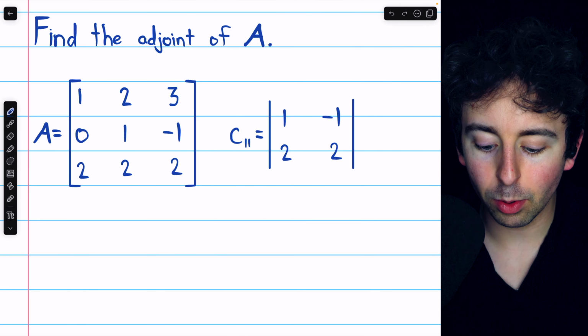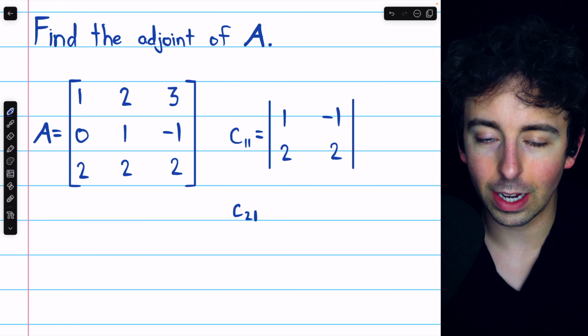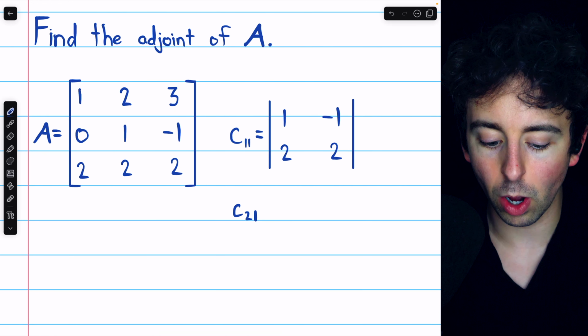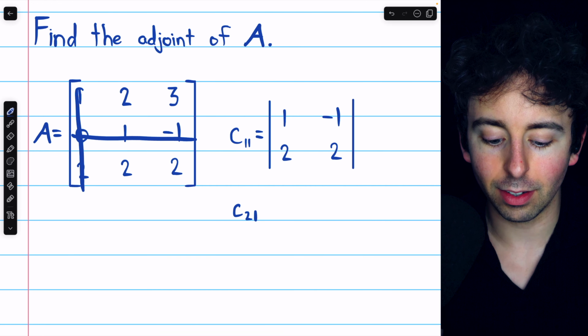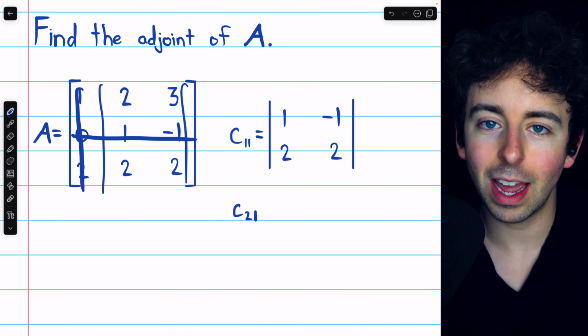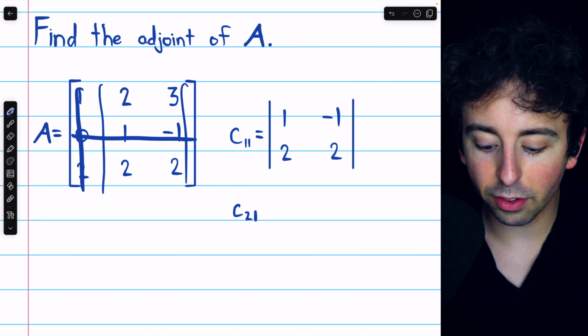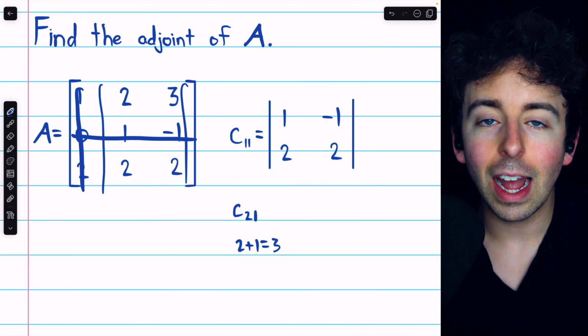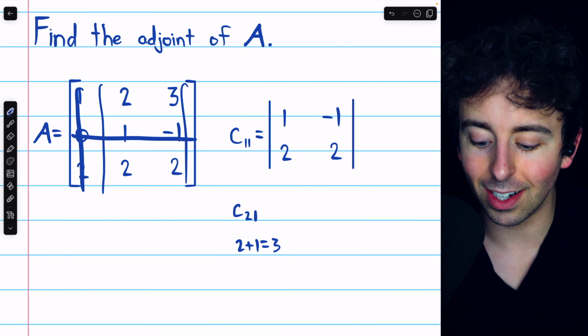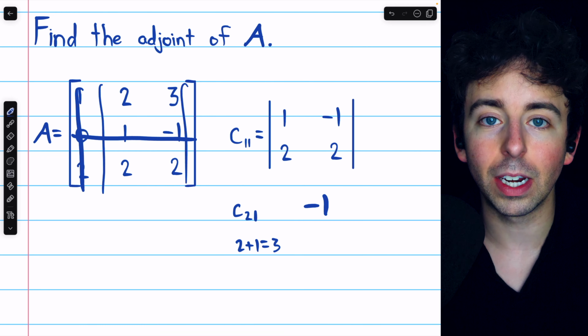But if, for example, we were computing the cofactor in row 2 and column 1, we would eliminate this row and this column and compute the determinant of that submatrix. And then we would also note that 2 plus 1 is 3, which is an odd number, and so we would have to multiply the determinant by a factor of -1.